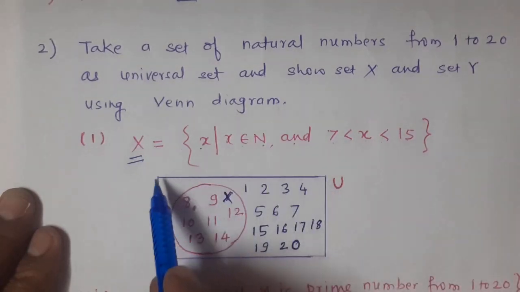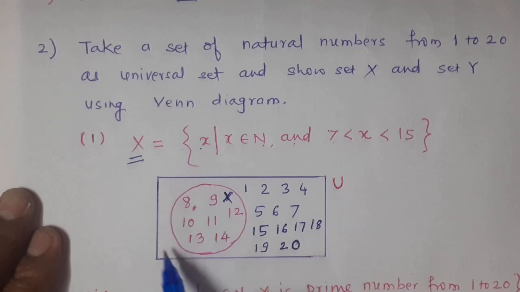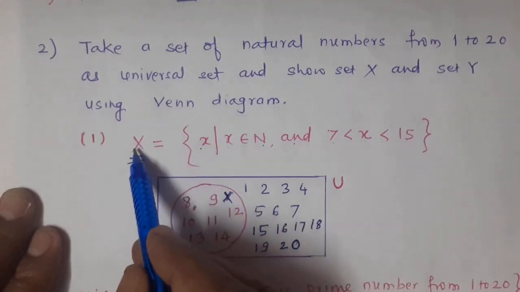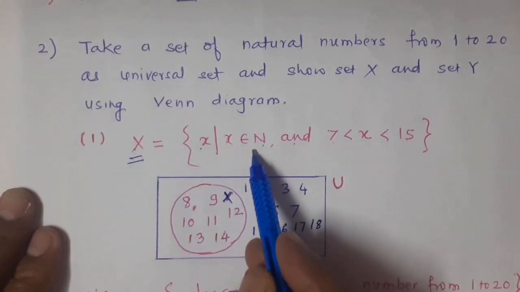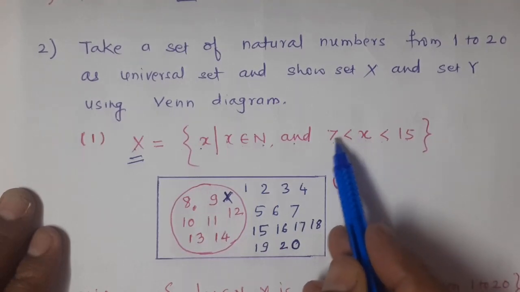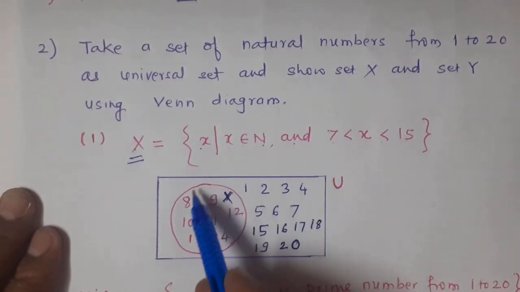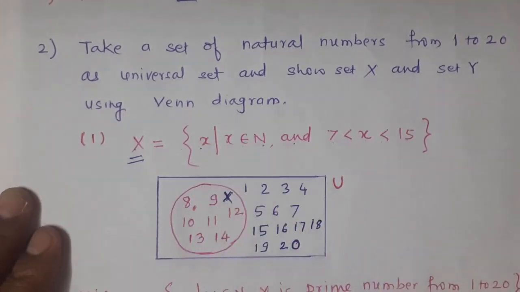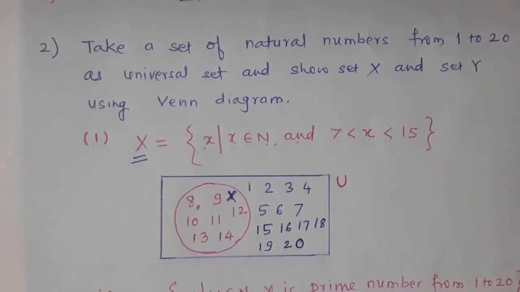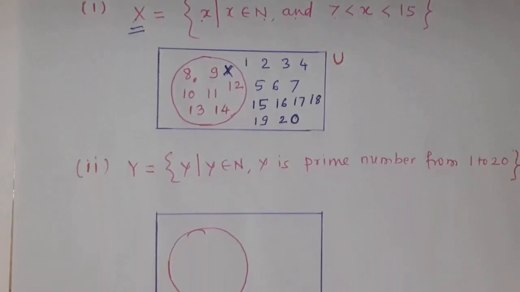So the universal set comprises all the natural numbers from 1 to 20, of which this set X represents natural numbers where X is greater than 7 and less than 15. That is what we have shown with the help of this Venn diagram. Then the second example.